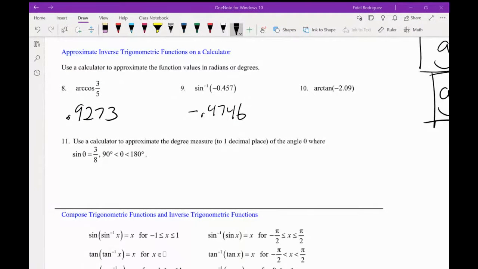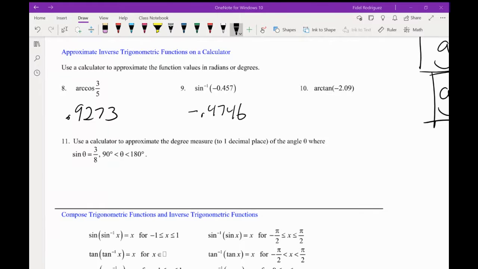Are you in radians? Yes. You're in radians? And did you enter in sine inverse of negative 0.457? The first one you did wrong? Yeah, I don't know why. Did you put cosine inverse? Are you putting parentheses 3/5? And you're still in radians? Yeah. And then guys, we got one more to do.